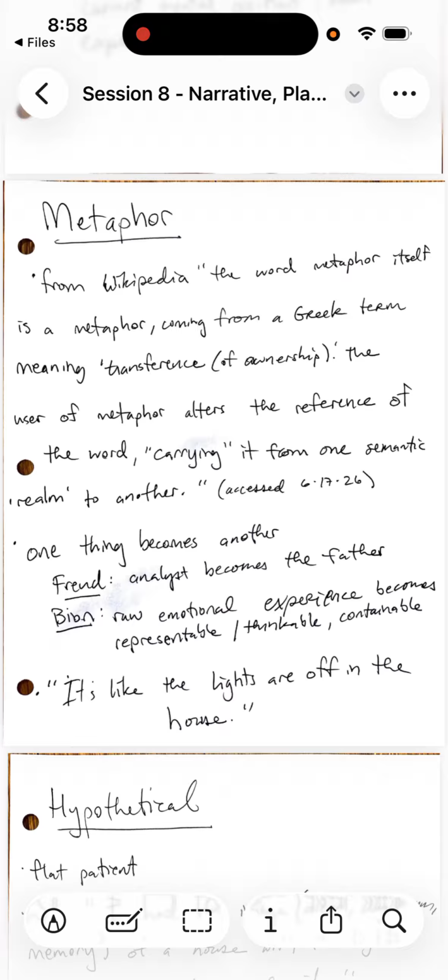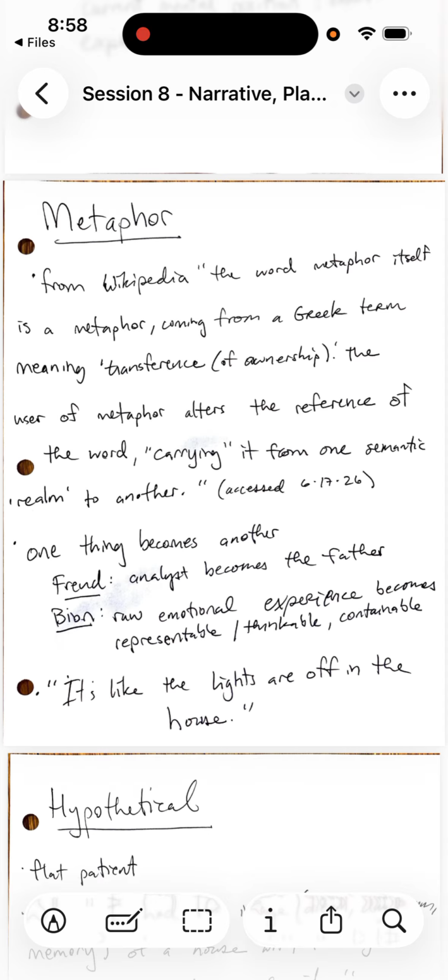So one thing becomes another, right? This is exactly what Freud was kind of getting at when he describes transference. The analyst becomes the father. And then later through the psychoanalytic lineage, Bion starts to wonder, well, maybe that's actually the whole crux of it.